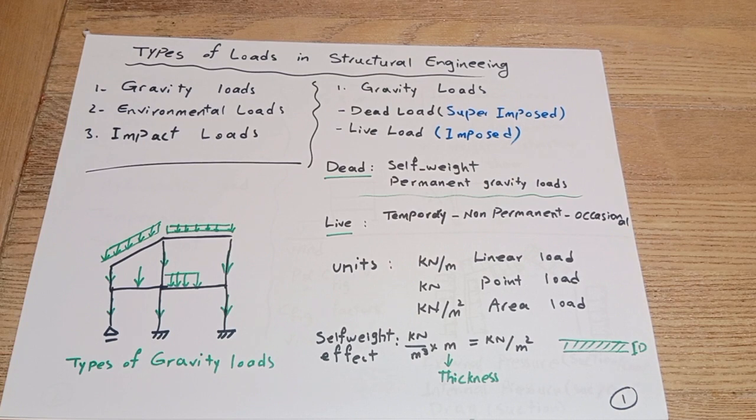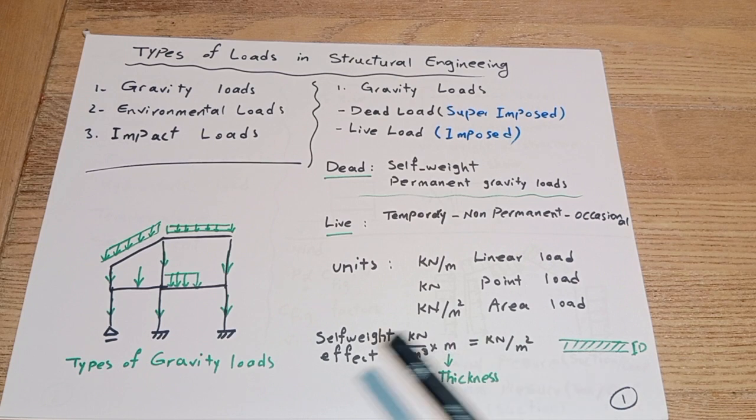Gravity loads are very popular and we use them in almost every design: dead load, or superimposed loads, and live loads or imposed loads. Dead load is the type of load permanently applied on the structure, like the self-weight of the structure, self-weight of elements, and also the finishes applied in the structure. Live loads are temporary or non-permanent loads, or occasional loads, like traffic loads, human loads, or furniture loads on the building.